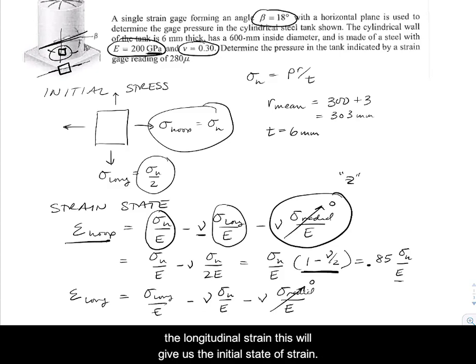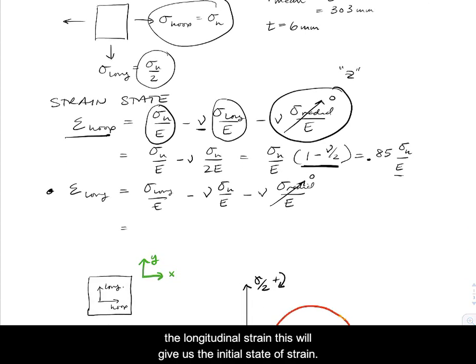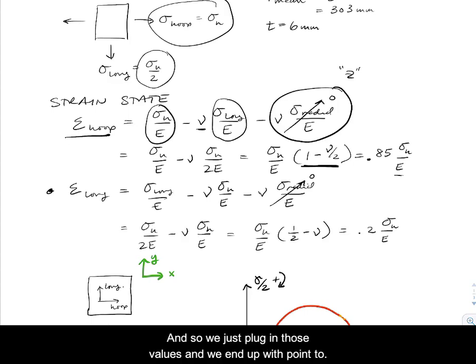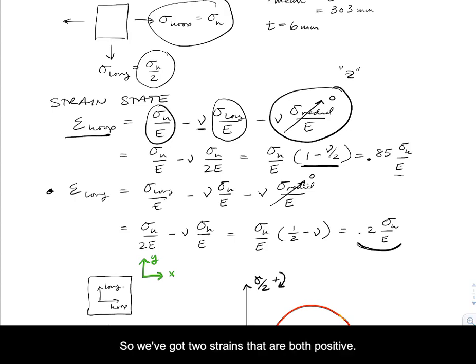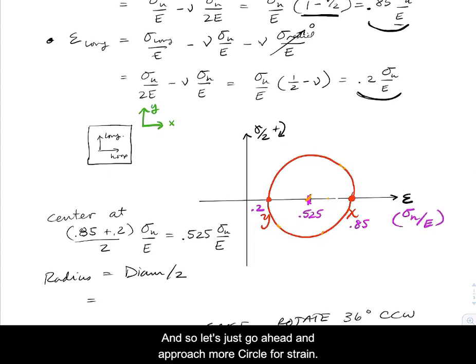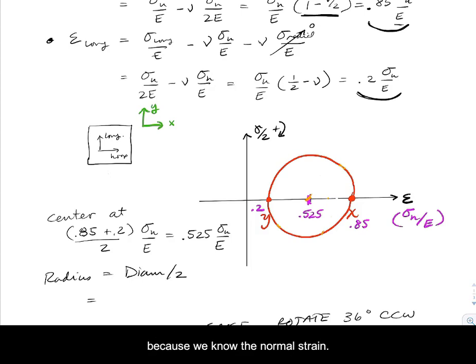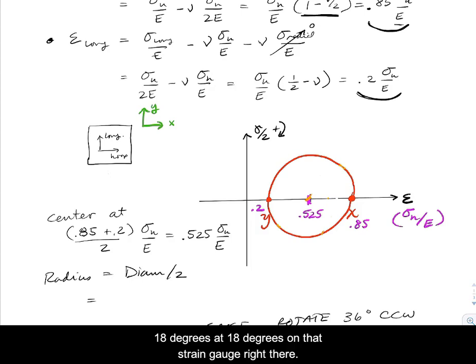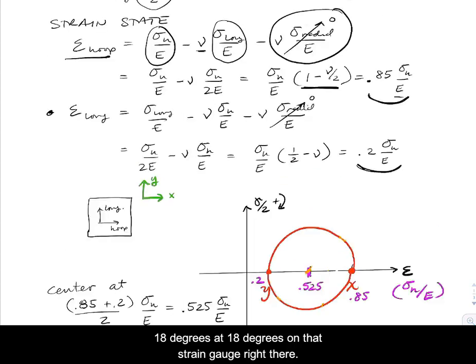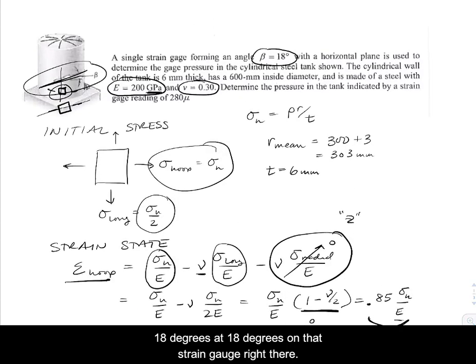So we're going to do the same thing for the longitudinal strain. This will give us the initial state of strain. We just plug in those values, and we end up with 0.2. So we've got two strains that are both positive from this. Let's go ahead and approach Mohr's circle for strain. The reason I want to use Mohr's circle for strain is because we know the normal strain at 18 degrees, on that strain gauge right there.